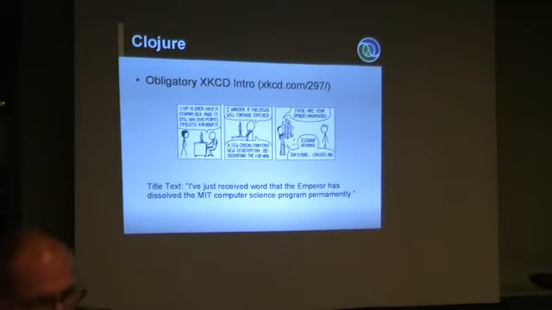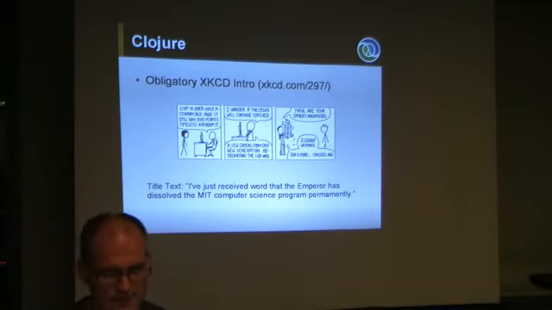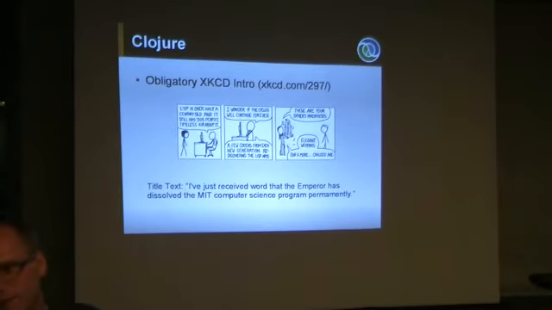So I have to start out with the obligatory XKCD comment, because that's what everybody does these days, and all the Clojure presentations I've seen start with either this one or another one, so I had to include it. So Clojure is a Lisp, which means it has all of the parentheses that you are accustomed to with those particular dialects of language.